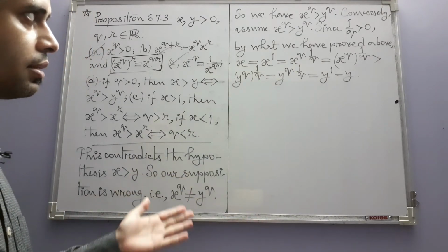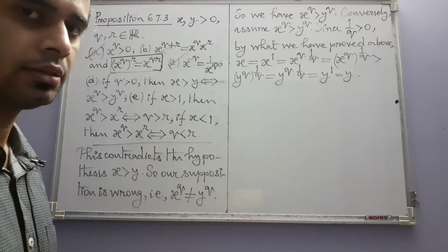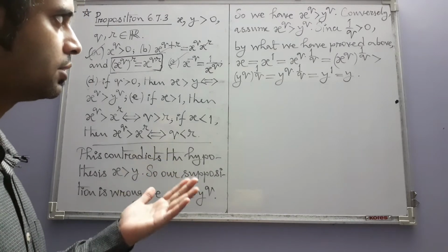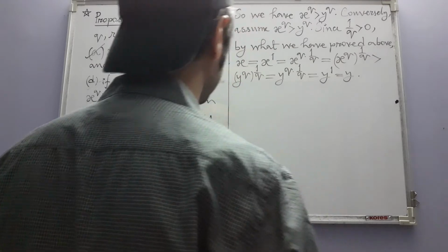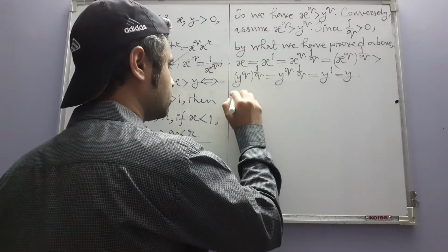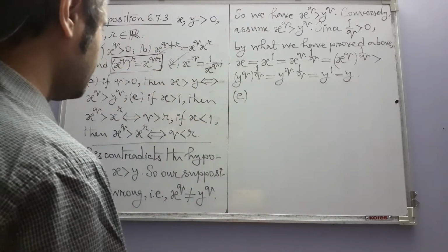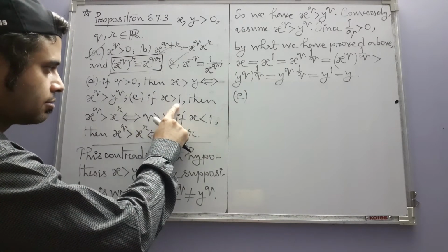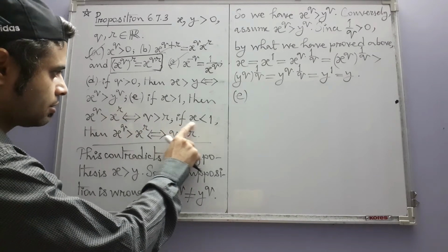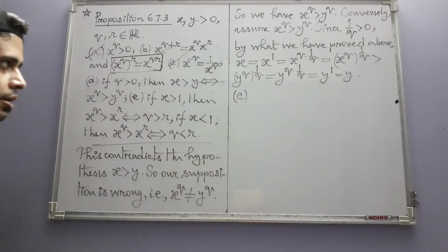So they are equivalent. x is greater than y if and only if x to the power q is greater than y to the power q, and that is part D. Then we come to part E. Part E has two parts in it. When x is greater than 1, something happens, and when x is less than 1, something happens.